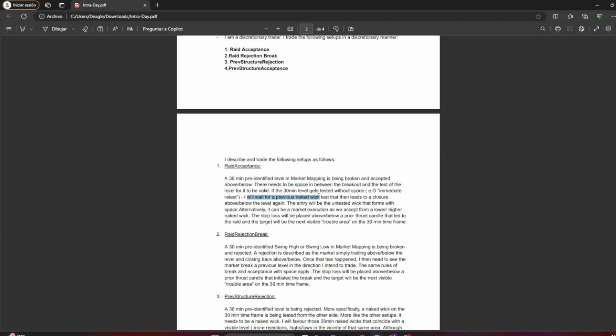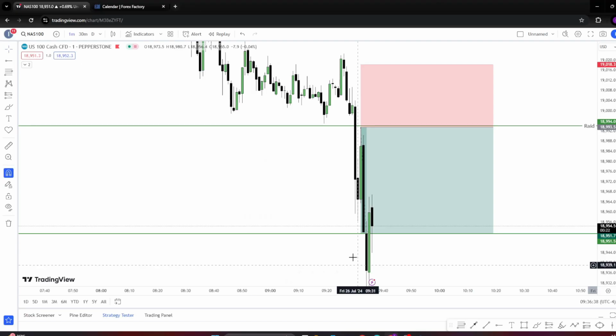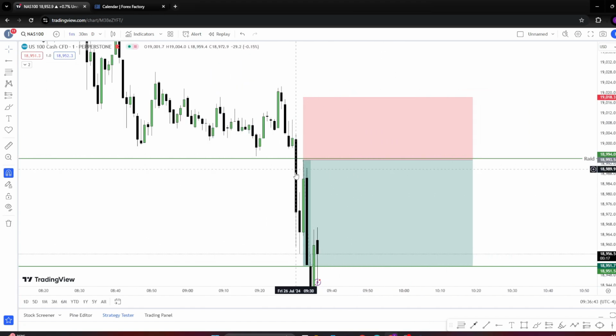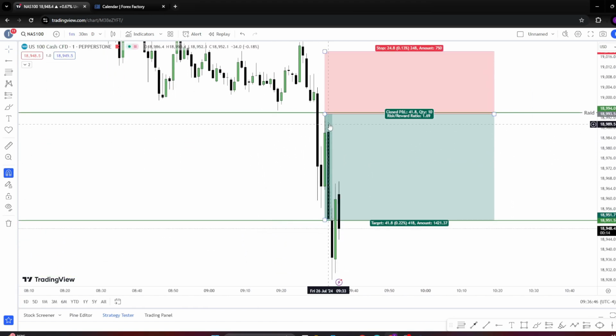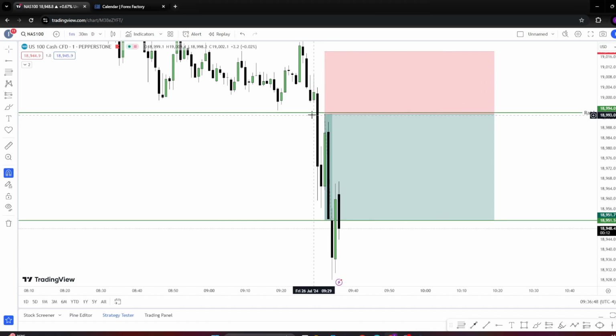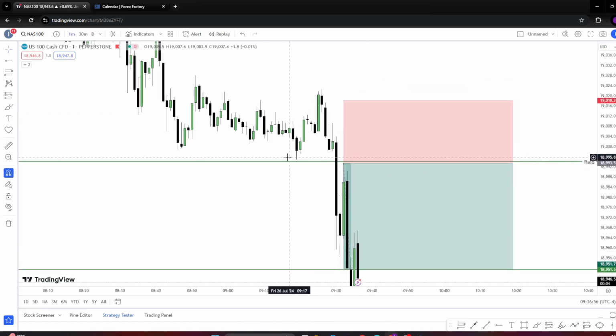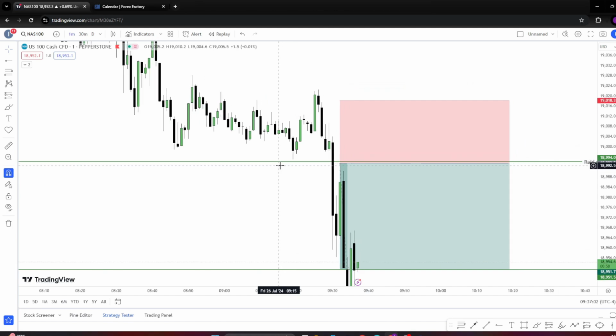I will wait for a previous naked wick test that then leads to a closure above or below that level again. We do see that as well. The entry will be the untested wick that forms the space. Let's go through this. We see the untested wick here. We see the space in between the break and the return. Now, we obviously returned. I got filled because I always place it just a little bit under the level, because there were instances like this one where in the past I wouldn't have been filled for less than a point, and it's really painful. So I learned the hard way that I need to make sure that that is taken care of.